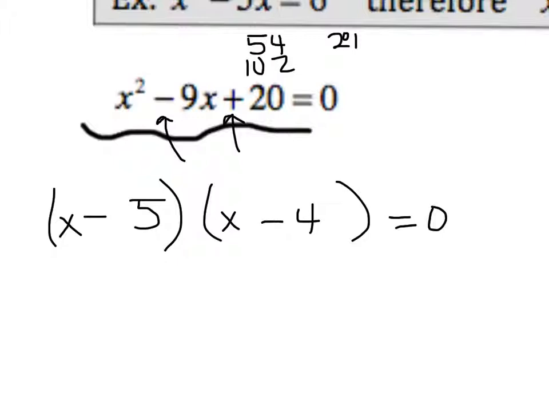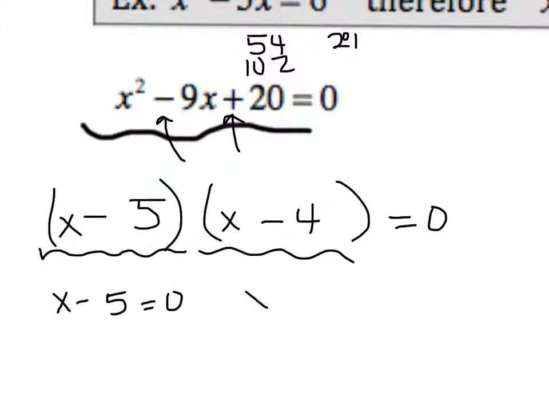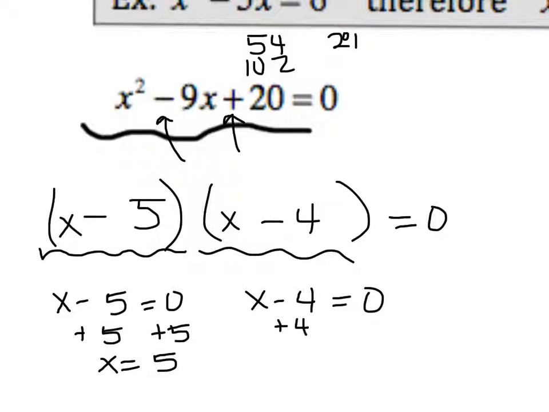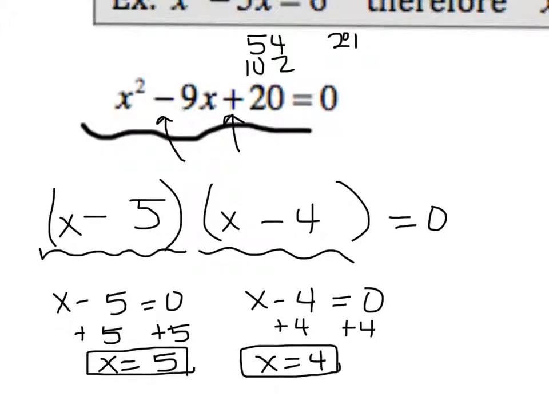So what this means is that whatever x is that makes one of those groups 0, this whole thing is going to turn out to be 0. So what you're going to do is set each factor equal to 0 to find out what that number would be. You're going to solve this just like normal. So you'll get x equals 5 and x equals 4.